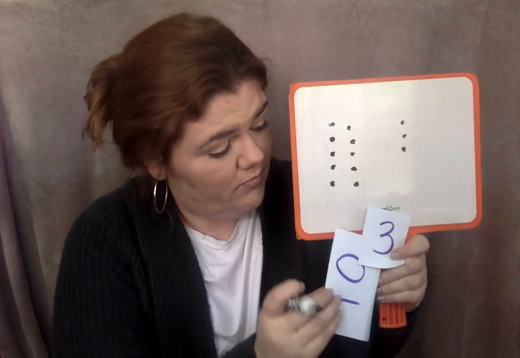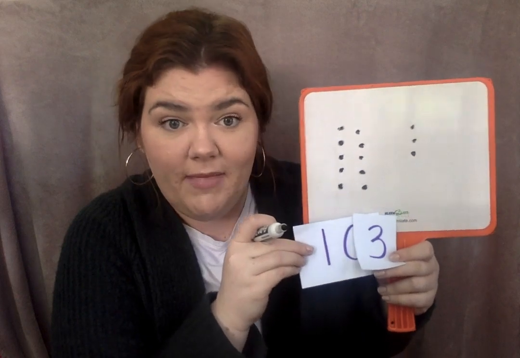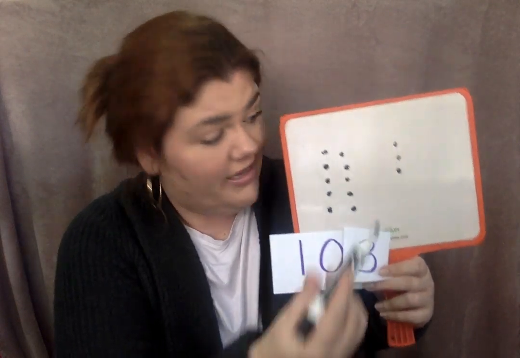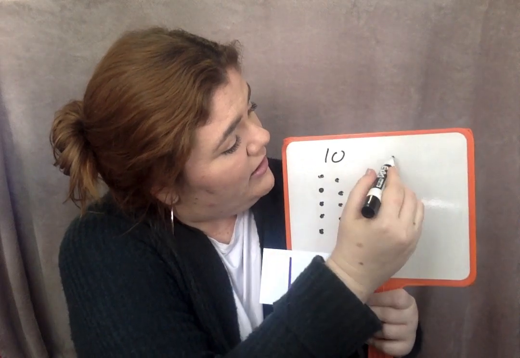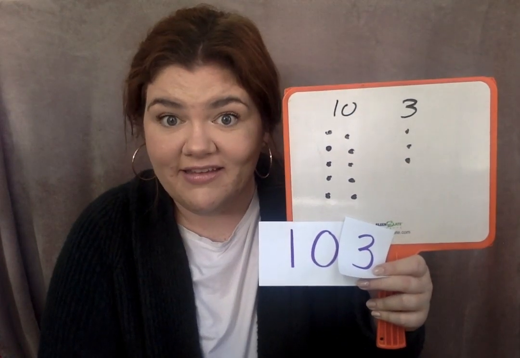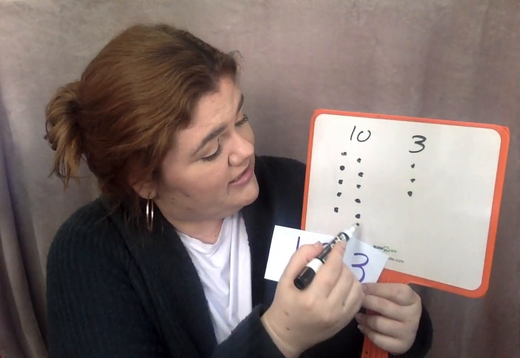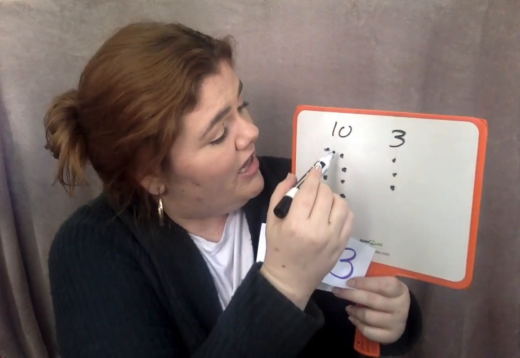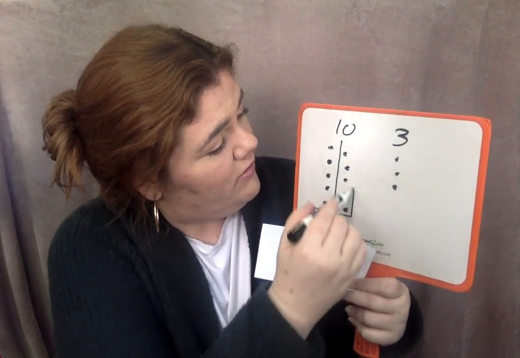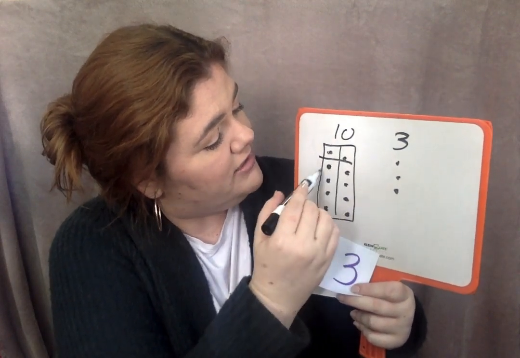Did I make 10, 3 on my board? Yeah, I did 10 and 3. I made 13 with my dots. Except, do you also notice how this looks like a 10 frame, but it doesn't have the box and the lines around it?